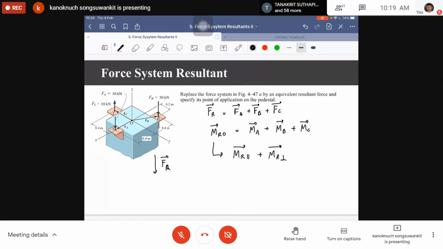This question wants you to find the location or the coordinate x, y, z, such that after you move the FR to that point in space, the moment will be eliminated, all replaced. Okay, so here is your task.